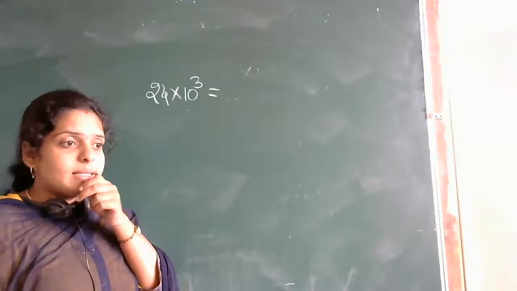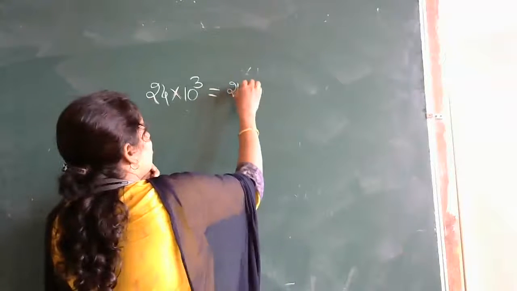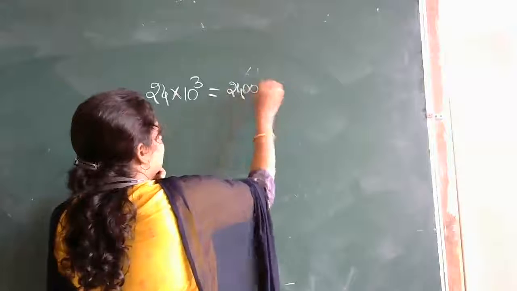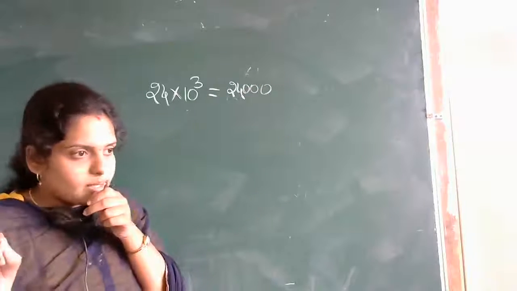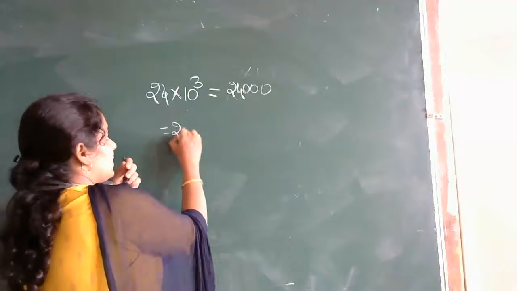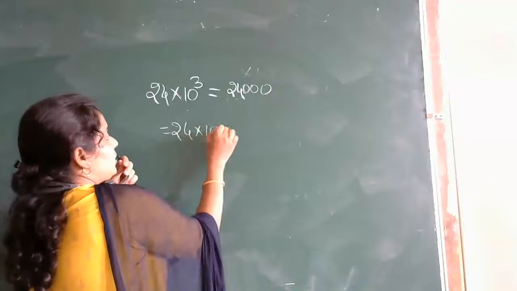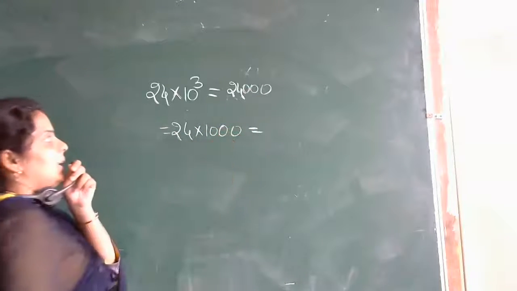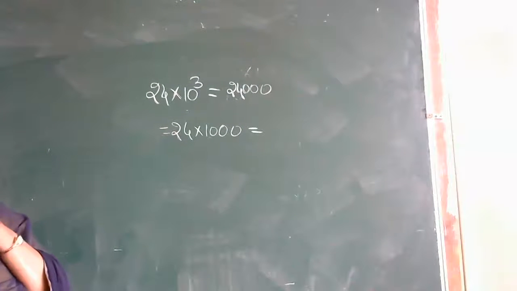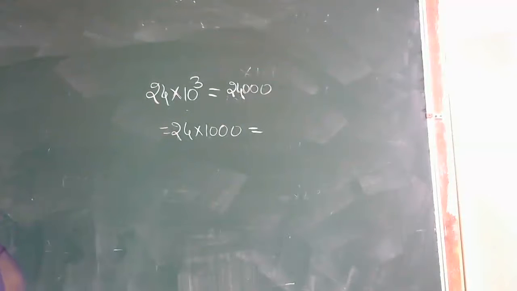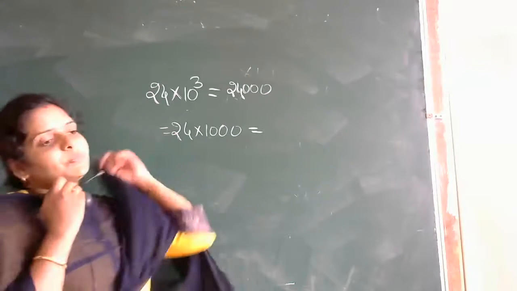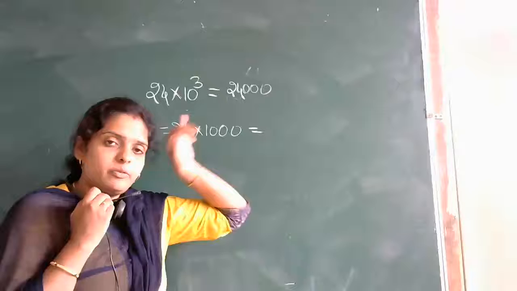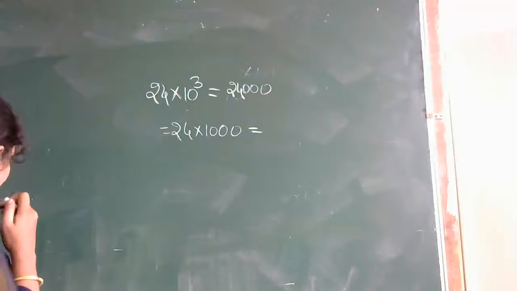You will write the answer as what? That is 2, 4, 1, 2, 3 zeros. If you don't understand, what you can do, you can write it as 24 into 1, 0, 0, 1, 2, 3 zeros. So now you can multiply and write the answer. So just follow this method. If they have given you in terms of scientific notation also, you should be able to answer in expressing the number form. Okay, so now let us see what happens if it is a decimal point.